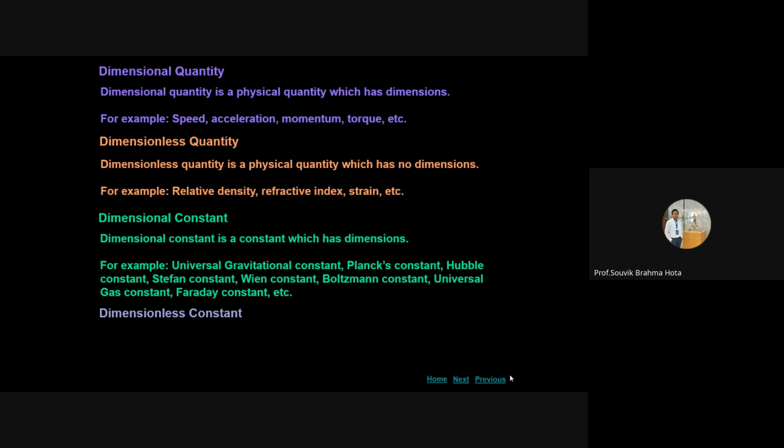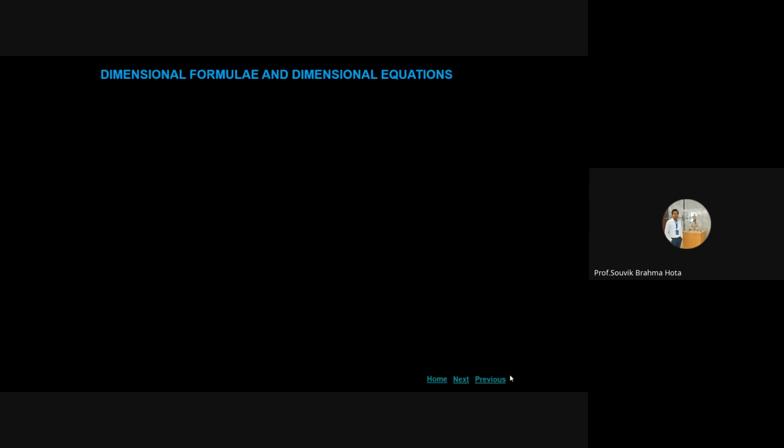And a dimensionless constant basically has no dimension, like any numbers, any integers, pi, e, all these things.